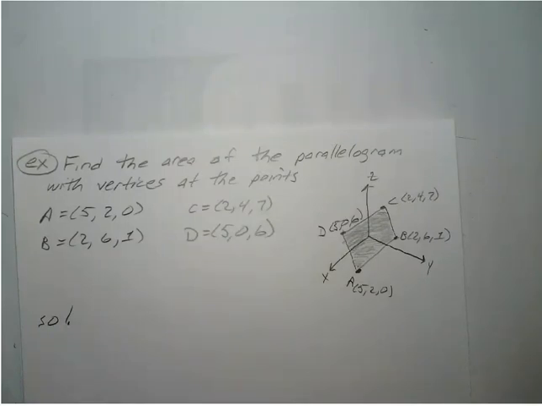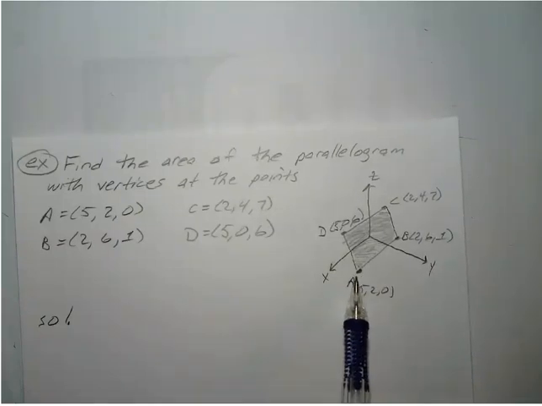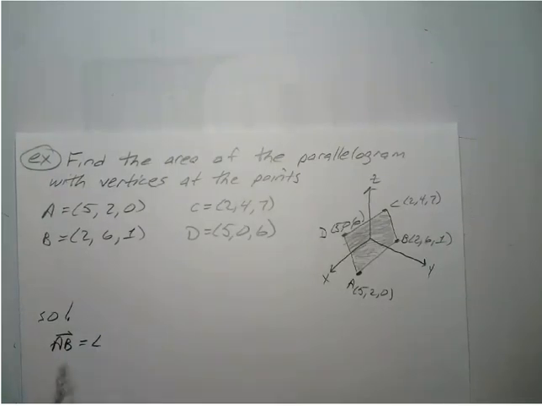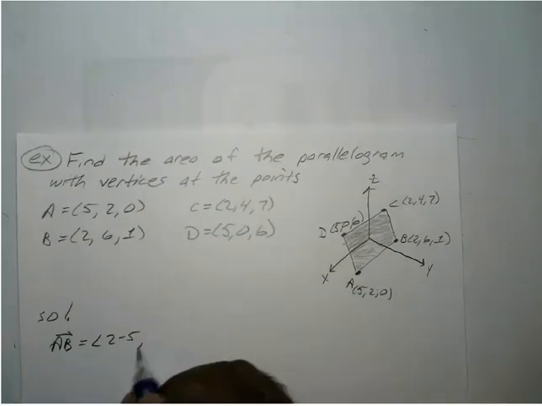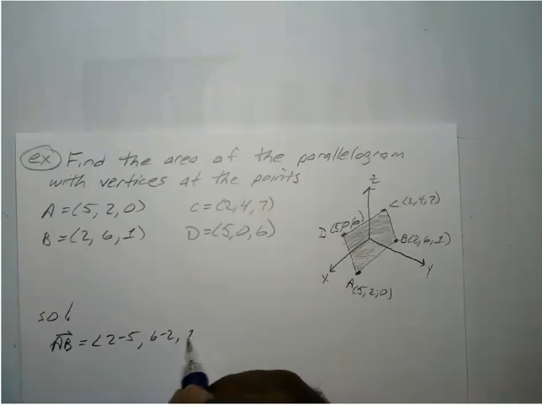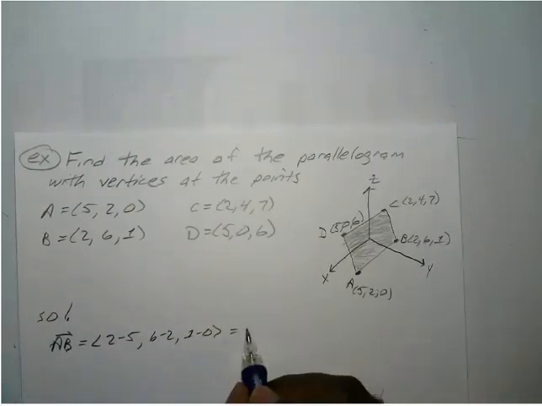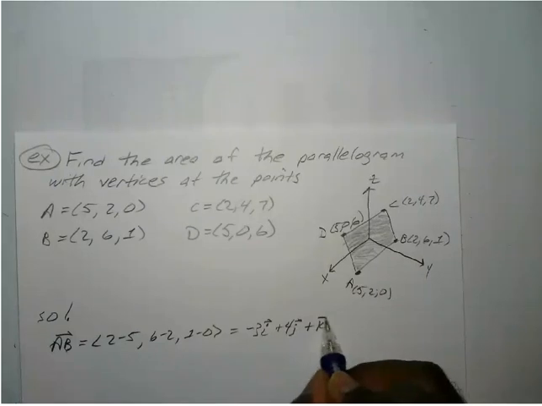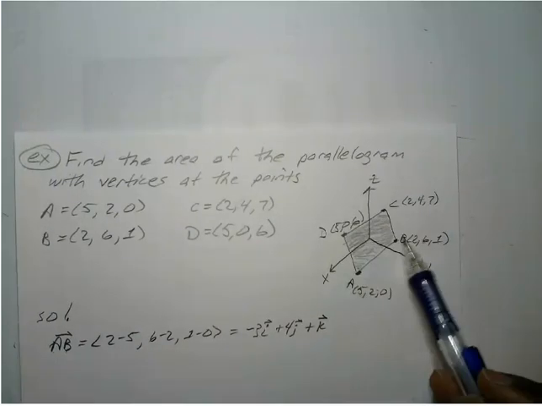Okay, so the first thing we have to do is we have points, but we have no vectors. We have to actually calculate our vectors. Okay, so for the directed line segment AB, we can create the vector. Remember, the first component of the terminal point minus the first component of the initial point, and we just keep going down. So that's 2 minus 5, then 6 minus 2, and then 1 minus 0. So we end up with negative 3i plus 4j plus k. Okay, so for AB, that's our vector.